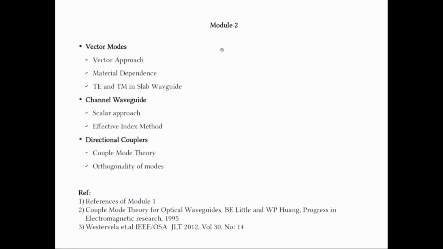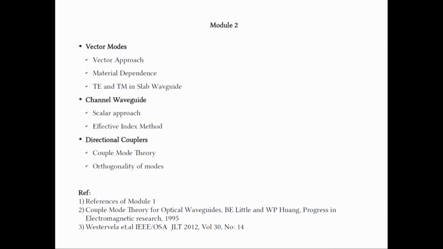Then in module 2 we took up vector modes. So we said that the modes are vector in nature, where all the components are possible due to the nature of the boundary conditions. The waveguide can support, in principle, all components of the electromagnetic field, and of course depending on the geometry and many other conditions, we can reduce the modes in different ways. For example, we have TE modes and TM modes in the slab waveguide, then we can have hybrid modes, a combination of these, in the channel waveguide.